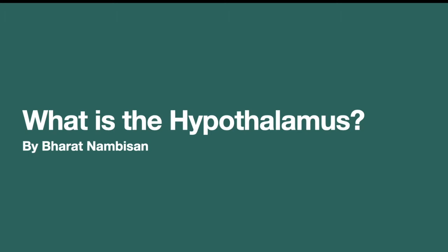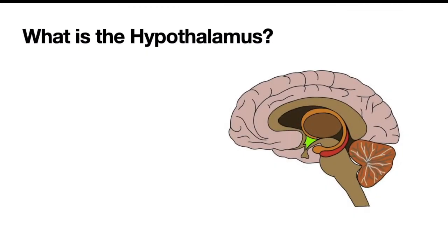So today I'll be talking about what is the hypothalamus. So what is the hypothalamus? Well, the hypothalamus is a part of the brain, and it's part of a system we call the limbic system that regulates emotions, memory, and behavior. The hypothalamus means below the thalamus, and it's below the thalamus. It's this green part over here, and the thalamus is this brown circle here.